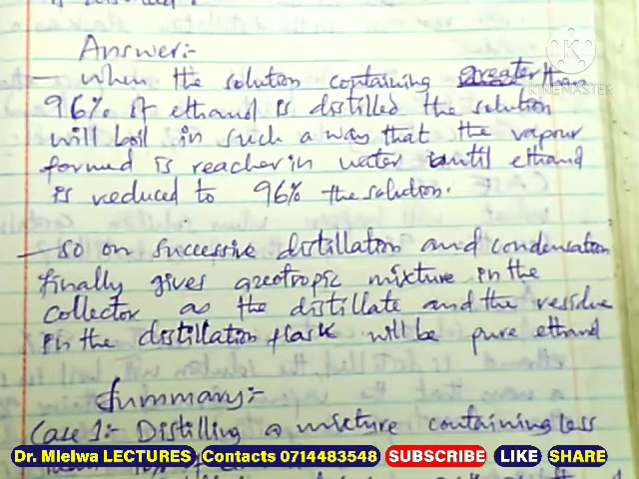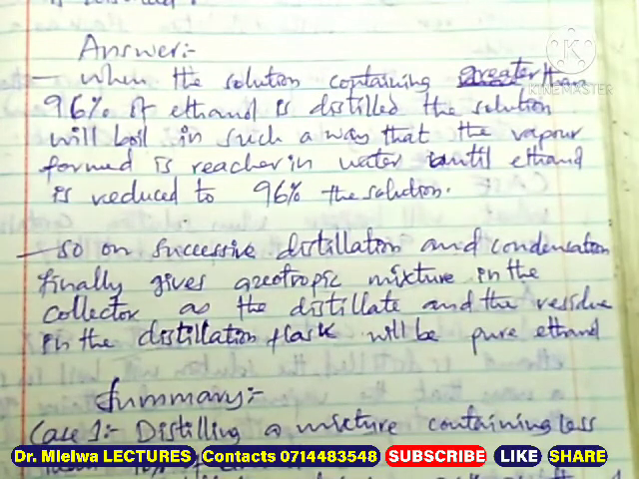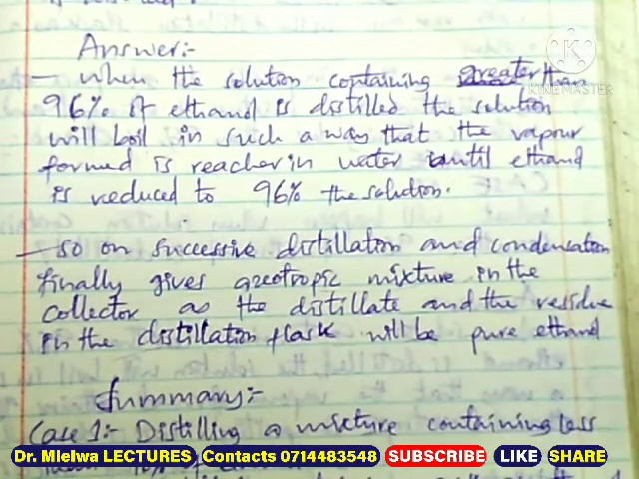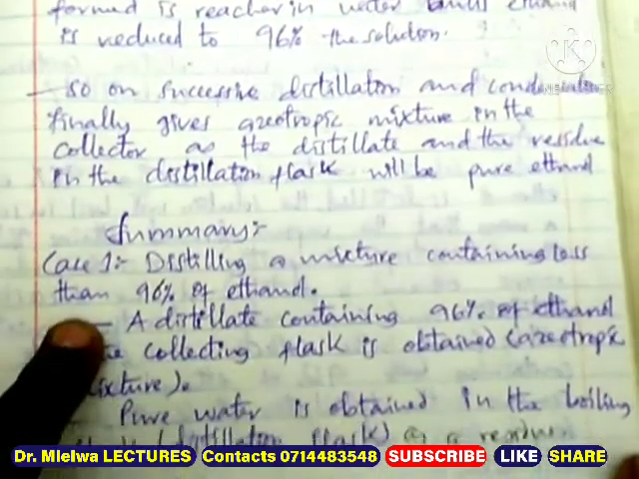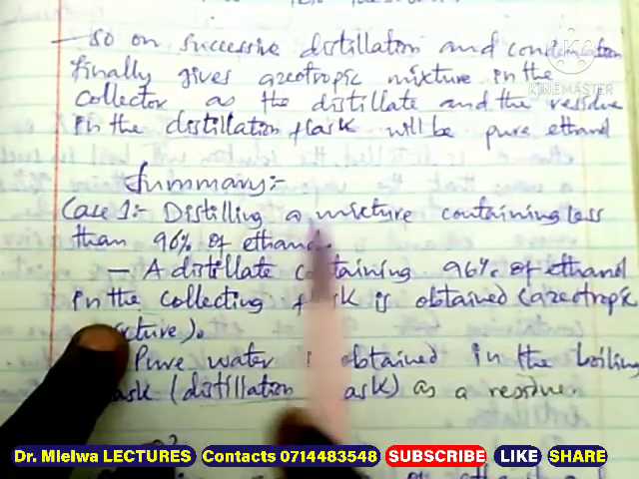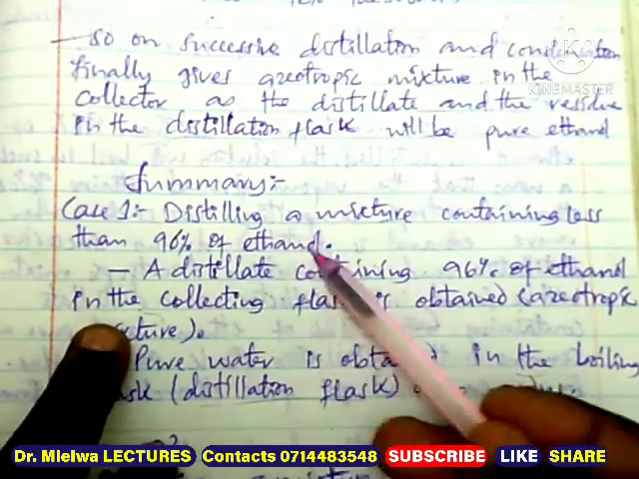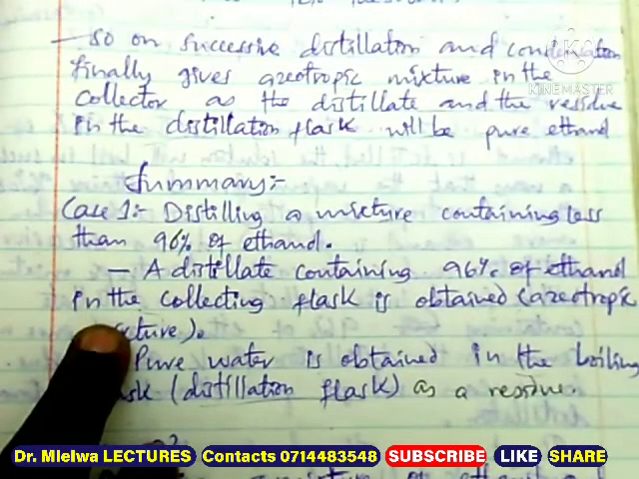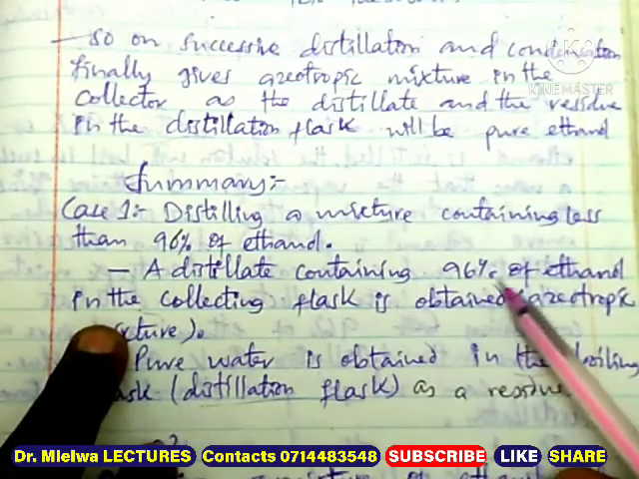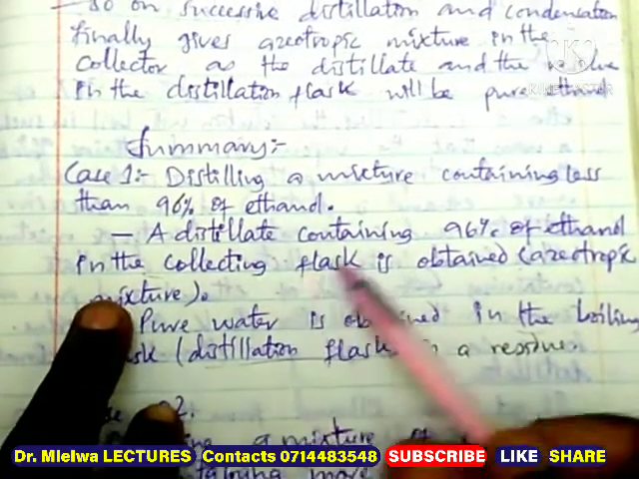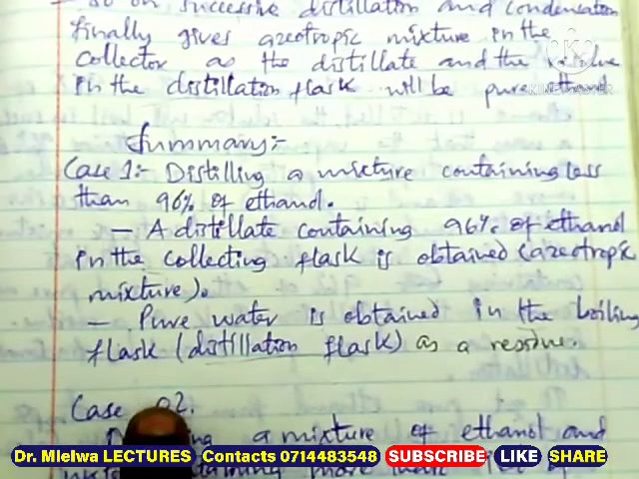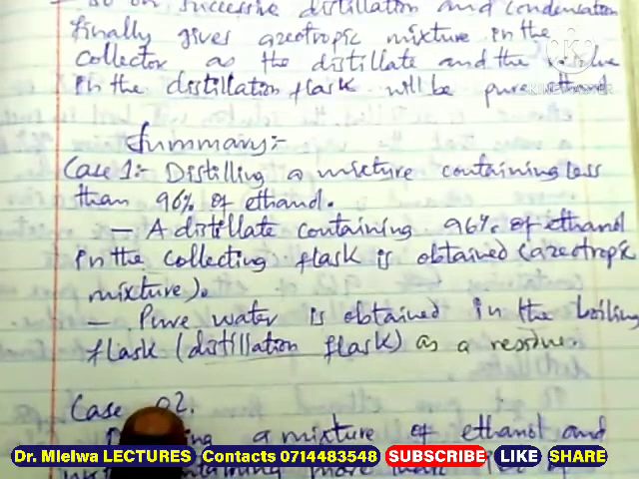So in summary, whatever is in excess, if it is excess in ethanol, will be the residue, then the azeotropic mixture will be the distillate in the collector. If it is in excess in water, water will be the residue, pure water will be the residue, and then the azeotropic mixture will be collected in the collector. So in summary, in case 1, distilling a mixture containing less than 96% of ethanol, that means water is in excess. As water is in excess, a distillate containing 96% of ethanol in the collecting flask is obtained. For this positive deviation, what will the distillate be? Azeotropic mixture.